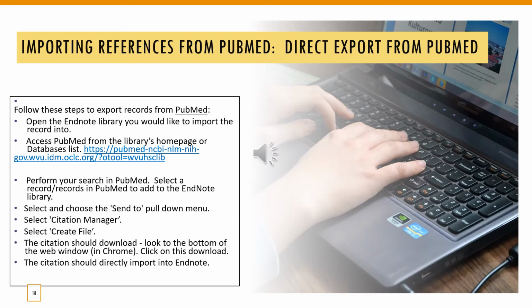Once you have performed your search in PubMed, select the records that you would like to add to your EndNote library. Select and choose the Send To pull-down menu. Select Citation Manager, and then select Create File. The citation or citations should download. They will be at the bottom of the web window. Click on this download. The citation should directly import into EndNote.